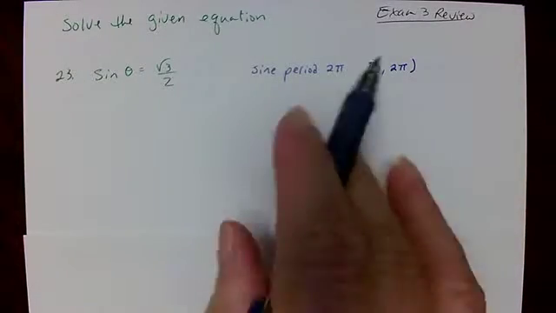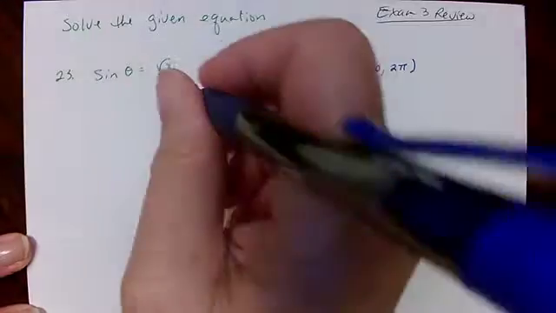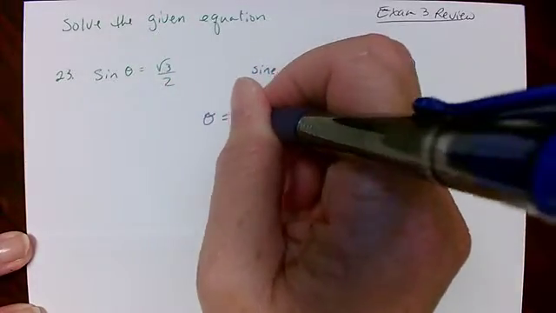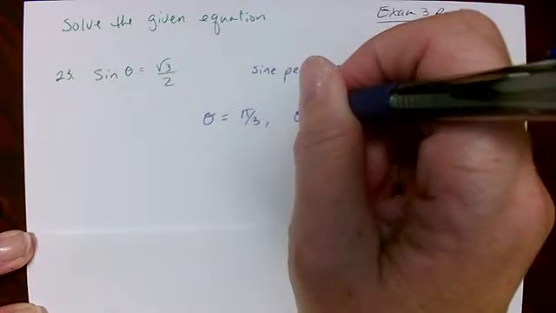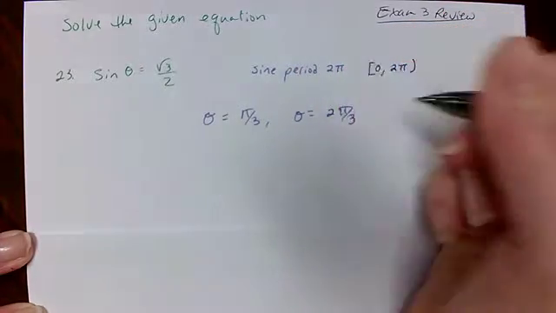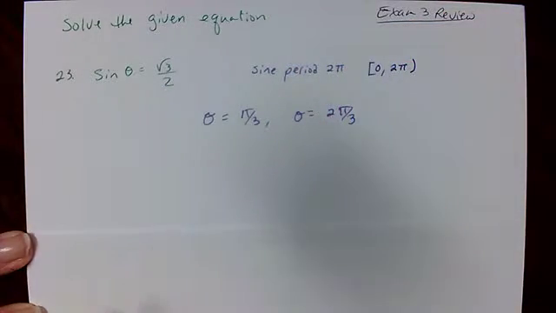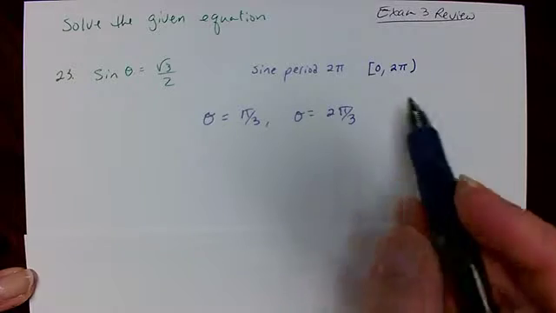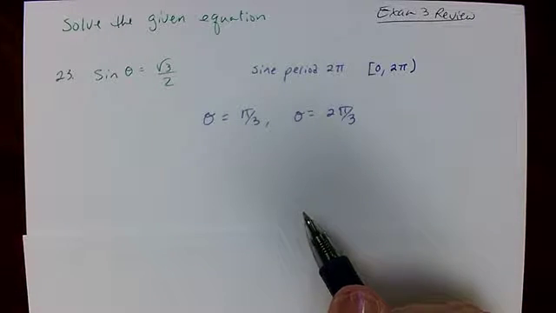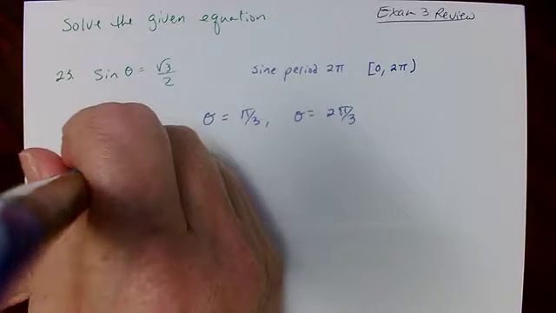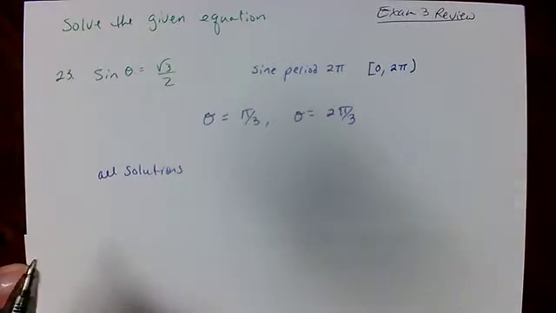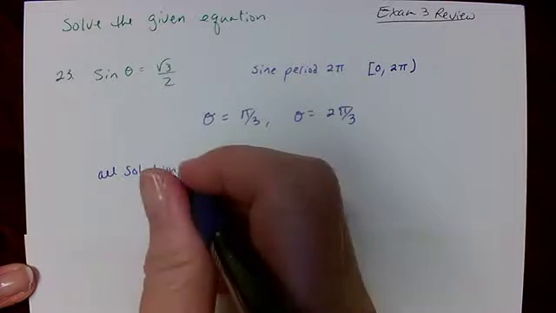So in our unit circle from 0 to 2 pi, we find that our theta is equal to pi over 3, and theta equals 2 pi over 3. So that's in our unit circle. But we can also look at all solutions because it says to solve it. It doesn't say we only have to do it in that, but we find our angles first. So for all solutions, that means we're going all the way around again.